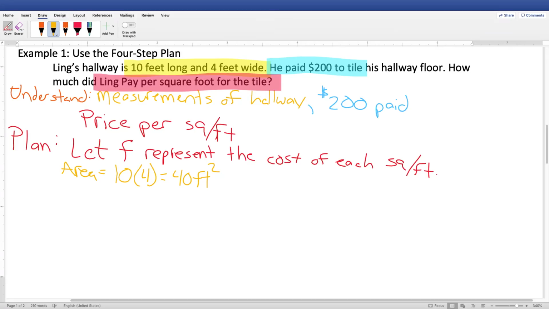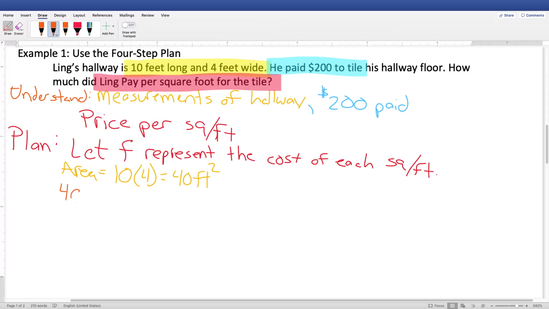The reason I needed the area was because that's how much he paid for. He paid for 40 square feet. 40 feet total cost him $200. So now we're ready to write our equation.